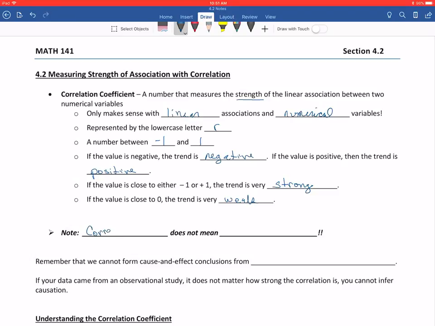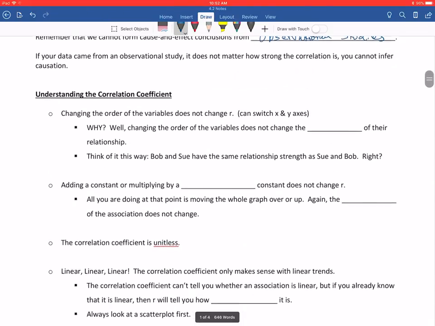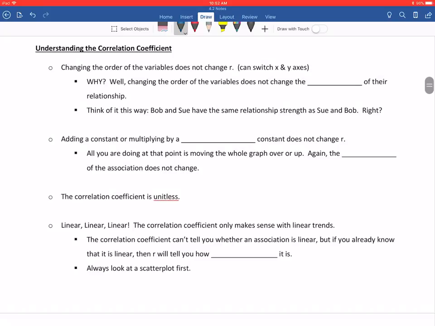Another note, and we can't say this often enough in this class, is that correlation does not mean causation. Just because we find a very strong correlation between two variables does not necessarily mean that one causes the other. Remember, we cannot form cause and effect conclusions from observational studies. If your data came from an observational study, it does not matter how strong this correlation is, you cannot infer causation.